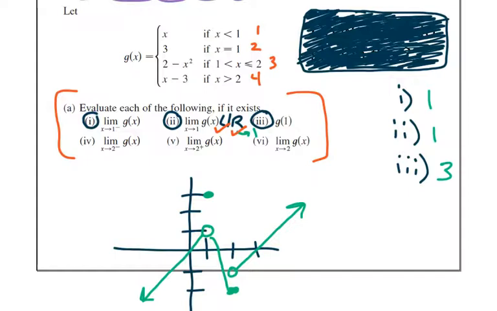For part 4, you want to do x equals 2 from the left. For 5, 2 from the right. And then therefore use those two answers to figure out 6, 2 overall. Good luck.